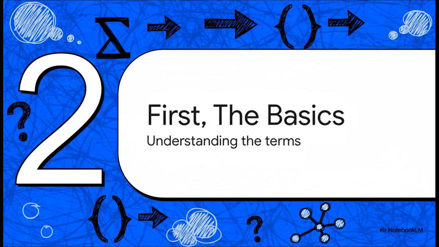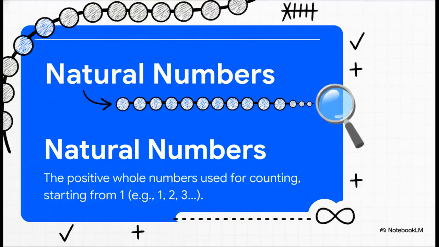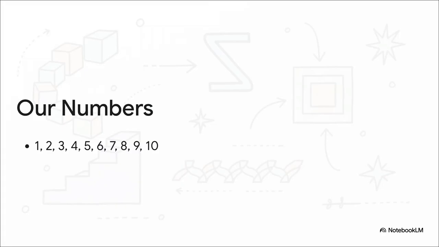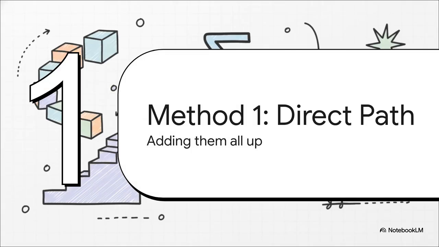All right, before we get to the solutions, let's just cover the basics really quick so we're all on the same page. So, the numbers we're playing with here are called natural numbers, and really, they're just the good old positive whole numbers you use for counting. 1, 2, 3, all the way up to infinity. We're not talking about any fractions or decimals or negative numbers, just pure and simple counting numbers. And for our problem specifically, we are just looking at this set right here, the first 10 of them. Easy enough, right?